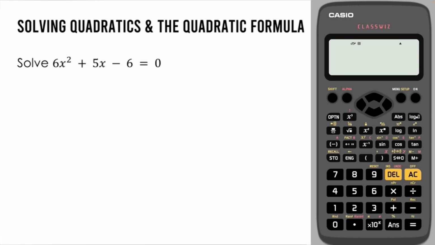Okay, so looking at solving quadratics using the quadratic formula. Now when you're on a calculator paper, even if a quadratic does factorise, it doesn't mean that we can't use the quadratic formula. So here the first thing we want to do is we want to label the values of a, b and c. So a is 6, b is 5 and c is negative 6.